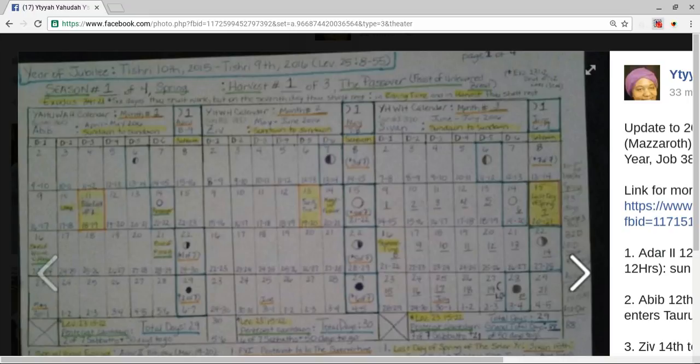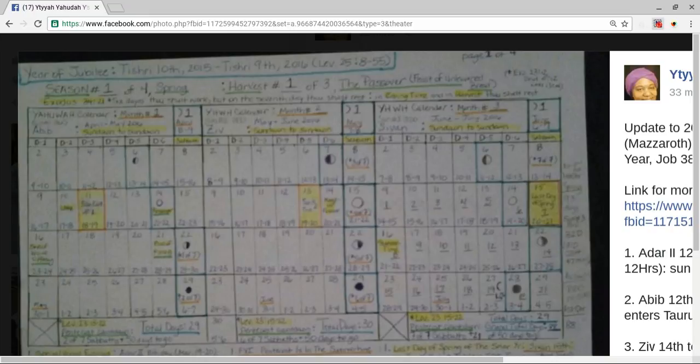But also keep in mind, our Jubilee year started in Tishri, the 10th day, 2015, and it will end this year on Tishri, the 9th day, 2016. And Tishri stands for the 7th month.